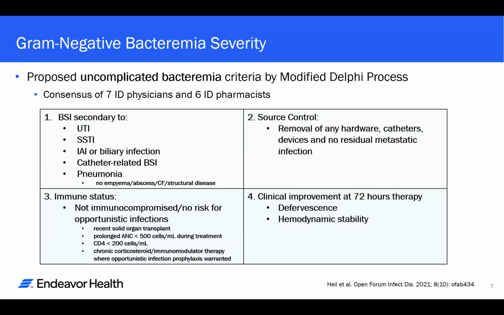The immune status category was actually where they had a lot of discussion and difficulty in determining who to include here. But at the time, they decided on patients who were not immunocompromised or not at risk of opportunistic infections would be included in this uncomplicated category. And they were pretty broad with this. So they included recent solid organ transplant, prolonged neutropenia during treatment, CD4 count less than 200, and then chronic corticosteroid immunomodulator therapy in patients that would need opportunistic infection prophylaxis. So we'll refine this a little bit as we go on, but this is kind of the starting point. And then clinical improvement at 72 hours, including defervescence and hemodynamic stability.